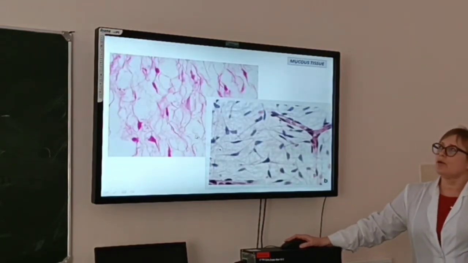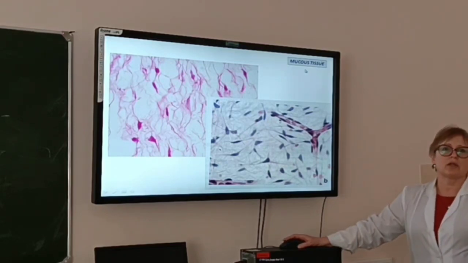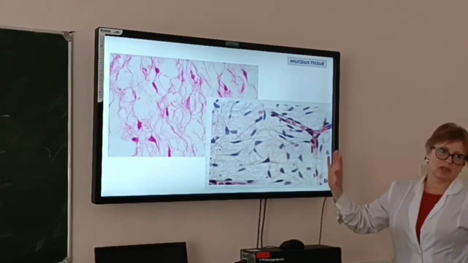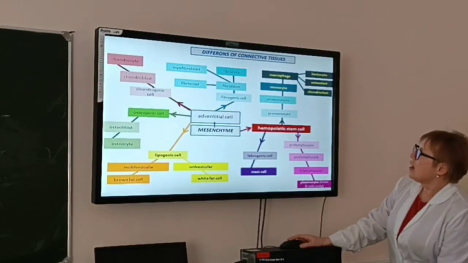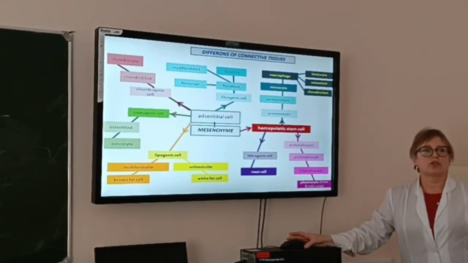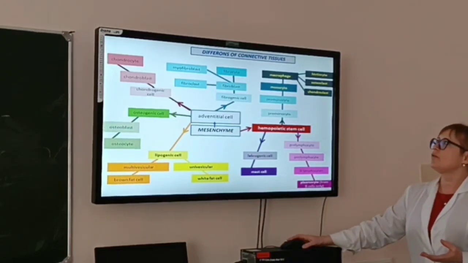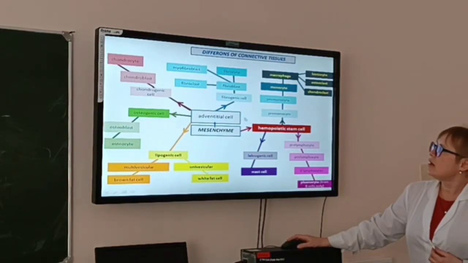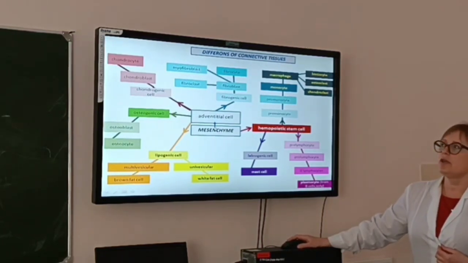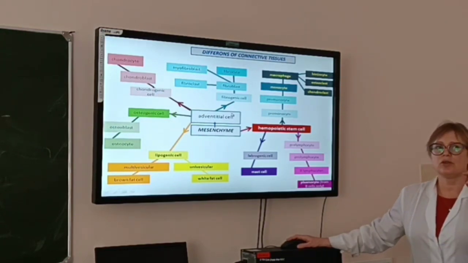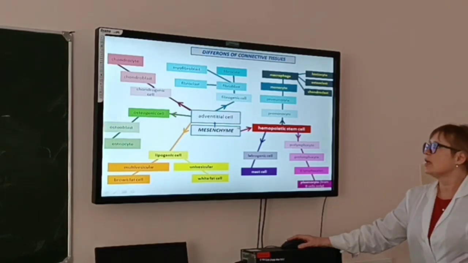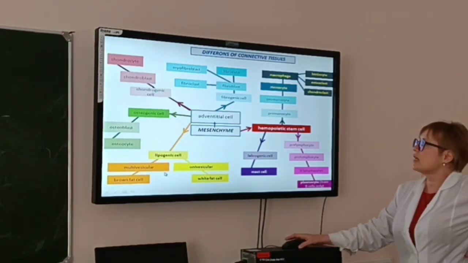And one more embryonic tissue, mucous tissue, is present in the umbilical cord, and it reminds us of mesenchyme also. Mesenchyme is the source for development of most types of connective tissue. Here you can see different differons. So mesenchyme differentiates to adventitial cells. Do you remember adventitial cells are localized near the capillary? Yes. And if necessary, they can divide and give rise to different cells.